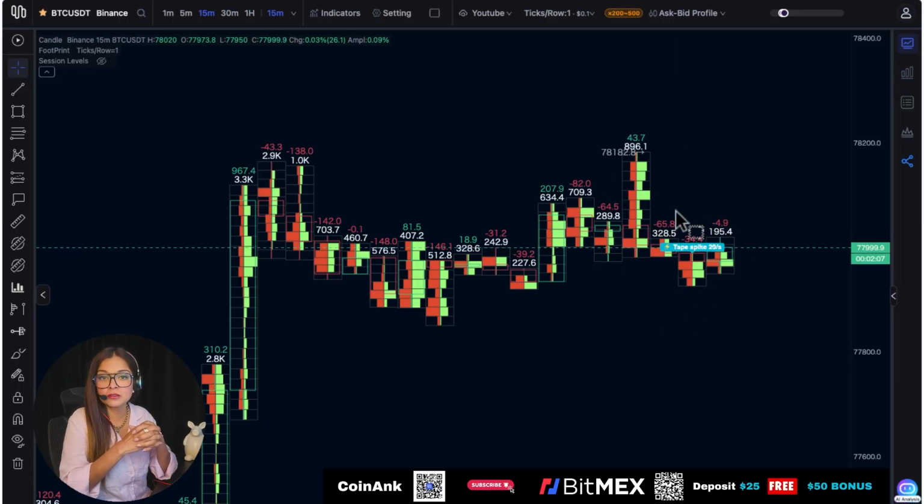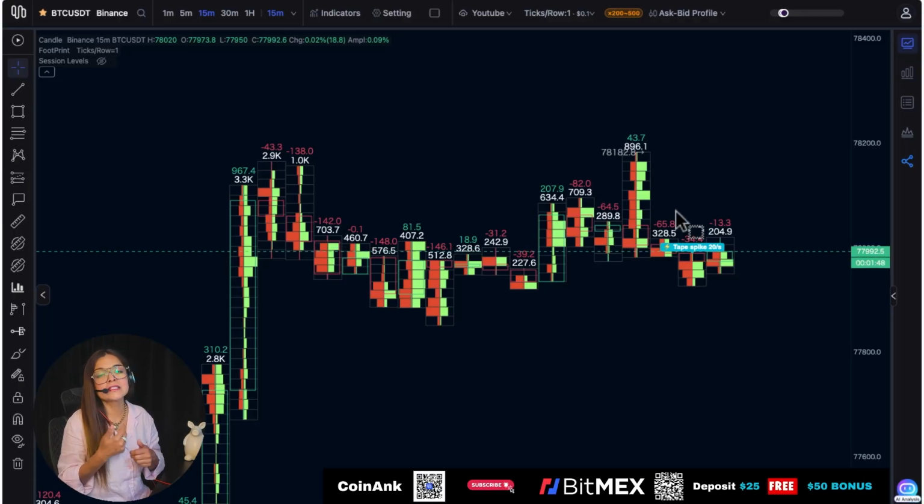So the footprint chart will tell you if a move is driven by genuine aggressive buying or just a lack of sellers. And that distinction is actually everything, and that's what you're looking for. It's the difference between catching a real move and walking straight into a trap.